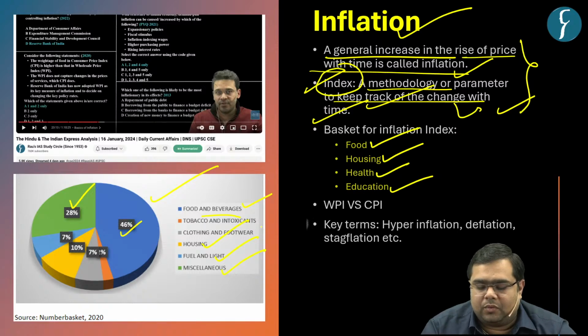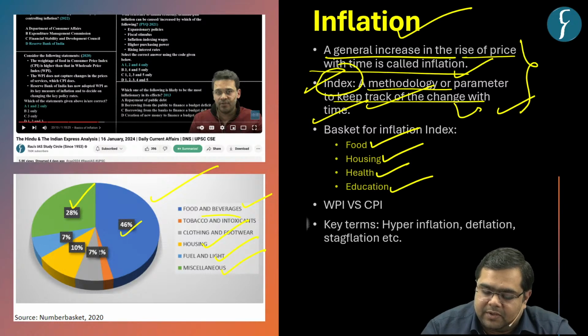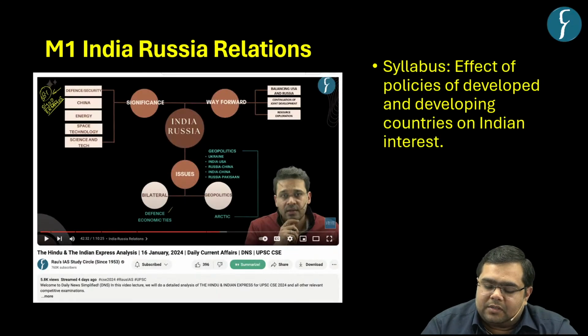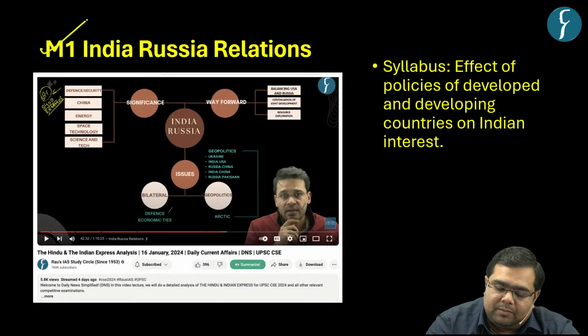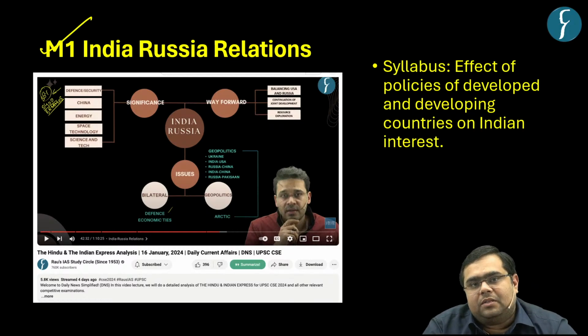So on and so forth. So these are the food basket items which are used as an indicator of inflation, right? Now let us discuss the first main issue that was taken on that day, that is with respect to India-Russia relations. What is the mapping of this area?